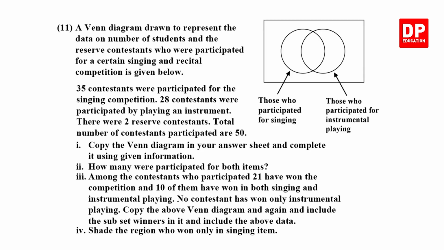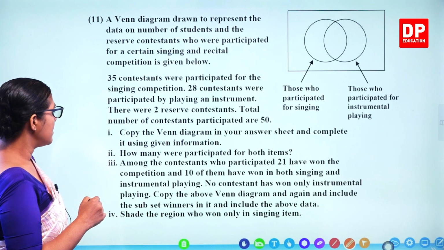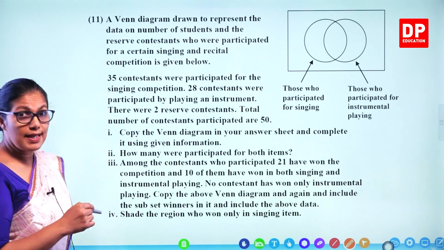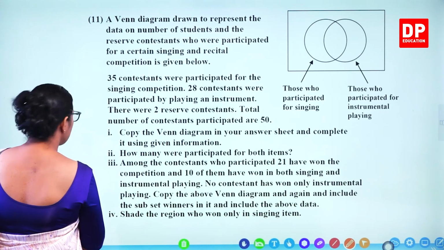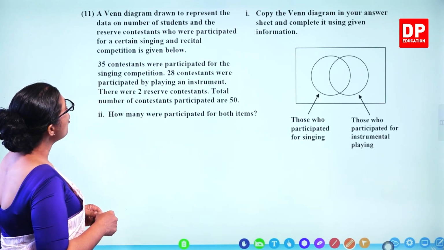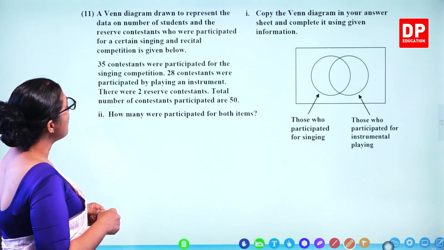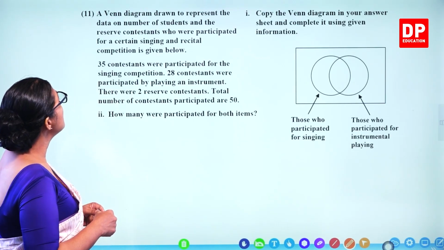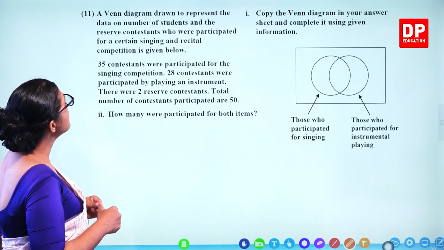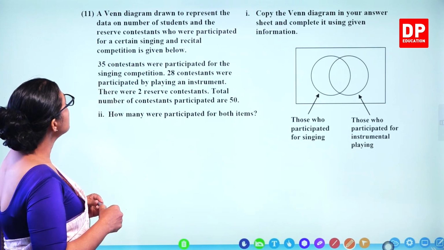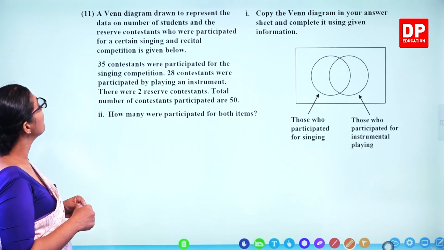Question number 11, that's a sets question. Sets, and sometimes you get a probability part as well. A Venn diagram is drawn to represent the data on the number of students and the reserve contestants who participated in a certain singing and recital competition, as given below.